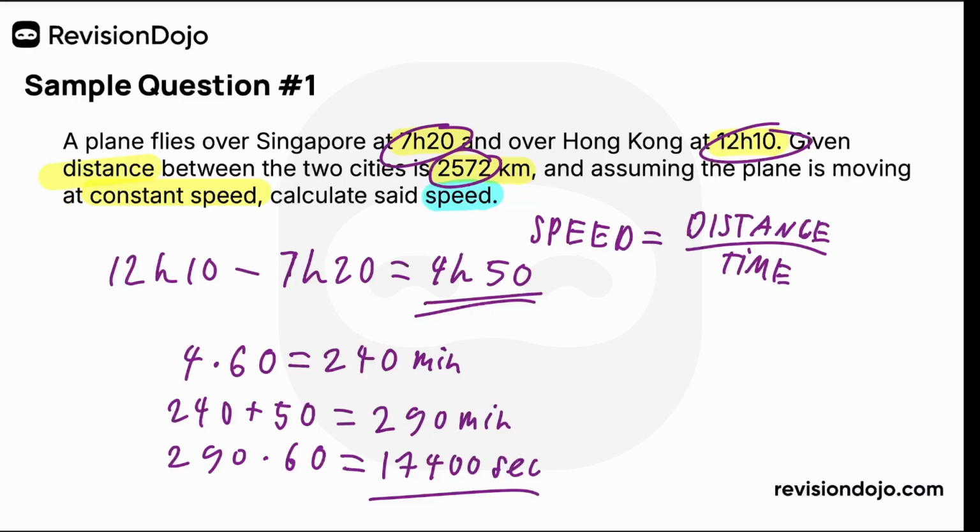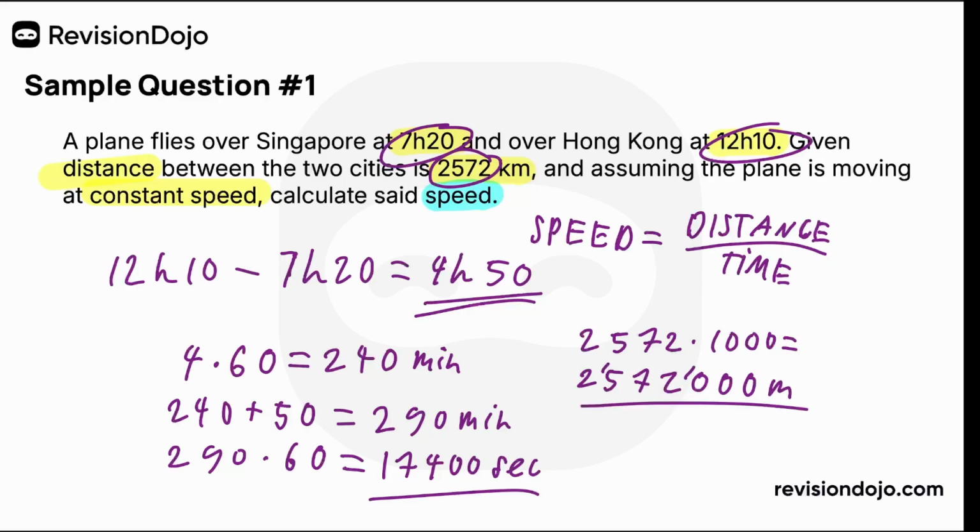We have a figure in kilometers. We need to convert that. So 2,572 times 1,000. That gives us the very big number of 2,572,000 meters. All right, we have our two figures here.